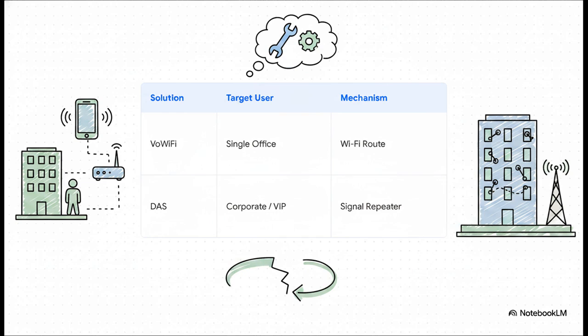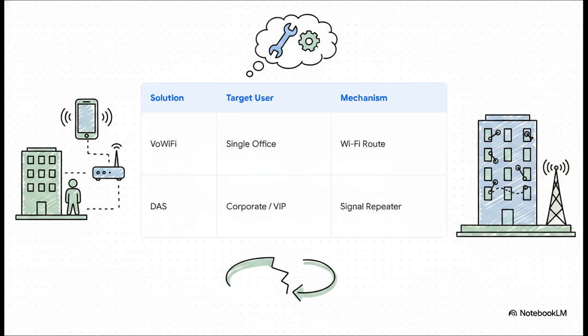And your fix here is going to depend entirely on the scale of the problem. For a single office user, your go-to solution is Wi-Fi, voice over Wi-Fi. You just have them enable it in their settings, and suddenly their voice calls are routing safely right over their local Wi-Fi network. It completely bypasses the cell tower altogether.